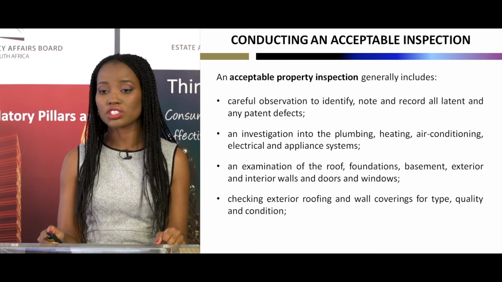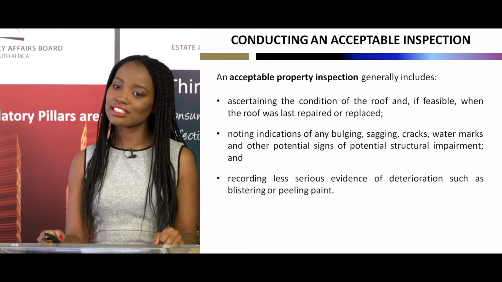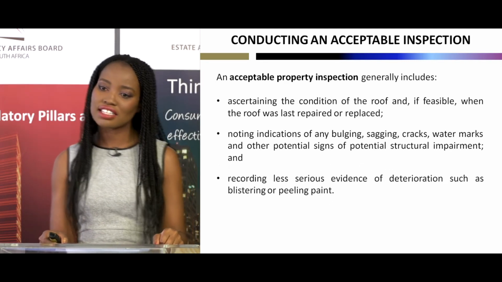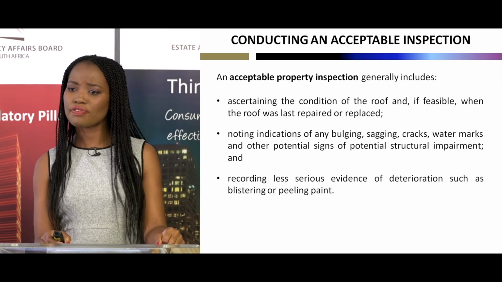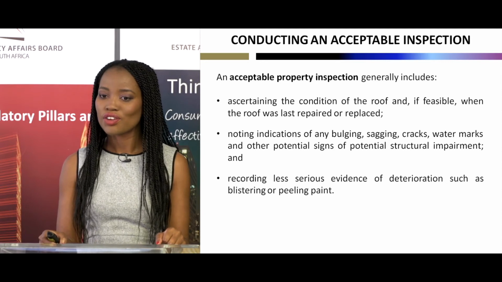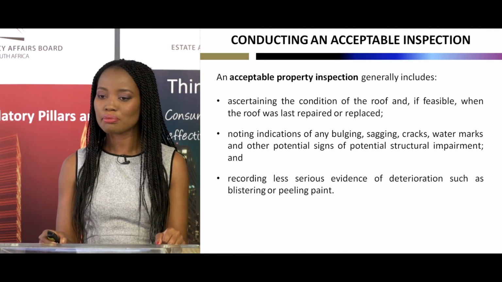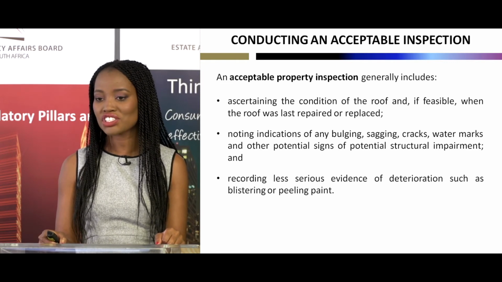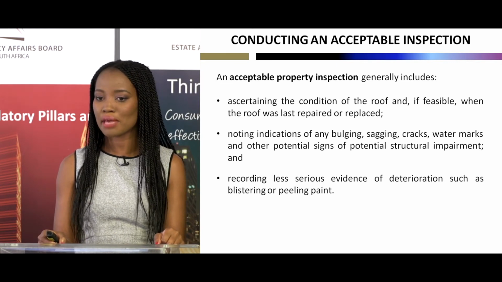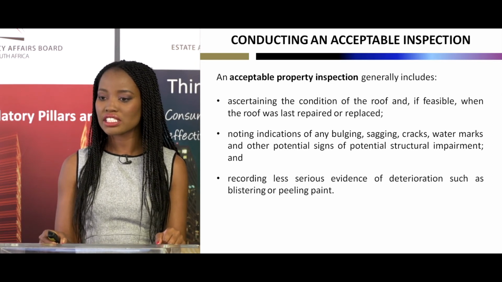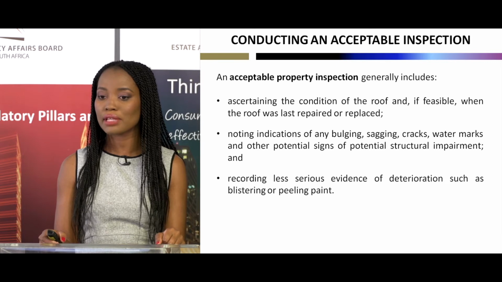checking the exterior roofing and wall coverage for all types of quality and condition. An acceptable property inspection includes the following: ascertaining the condition of the roof, and if feasible, when the roof was last repaired or replaced, noting indications of any building bulging, sagging, cracks, watermarks, and other potential signs of potential structural impairment, and recording less serious evidence of deterioration, such as blistering or peeling paint.